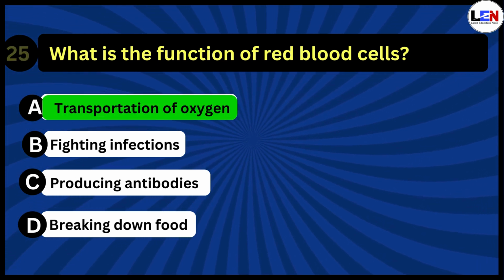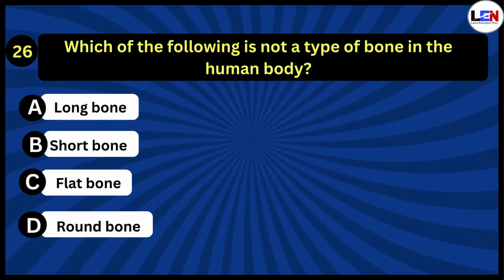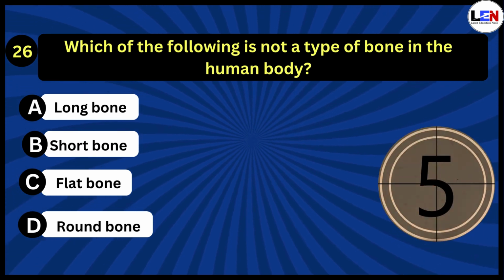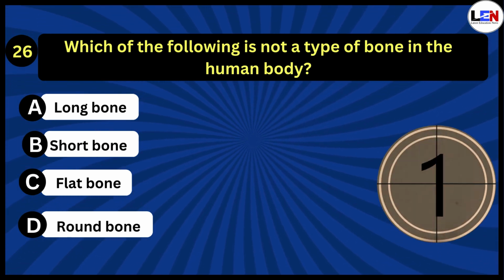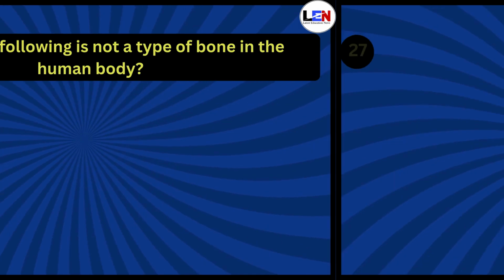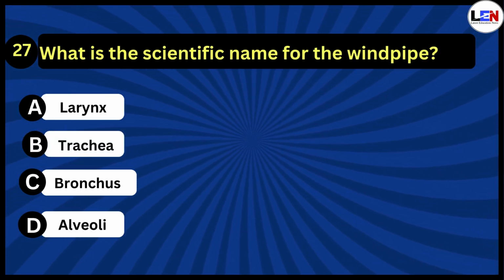What is the function of red blood cells? A. Transportation of oxygen. B. Fighting infections. C. Producing antibodies. D. Breaking down food. The correct answer is option A. Transportation of oxygen.